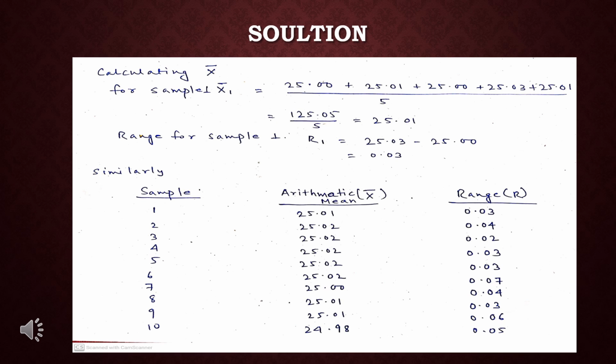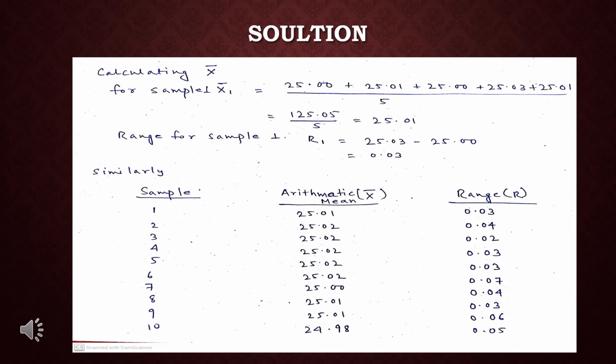Just see here that the maximum data available for sample number 1 is at the fourth repetition, which is 25.03, and the minimum data available for us is at repetition number 1 and repetition number 3, which is 25. So highest minus lowest of any sample should be the range for each sample. So for sample 1, the highest minus lowest is giving me the value of 0.03.